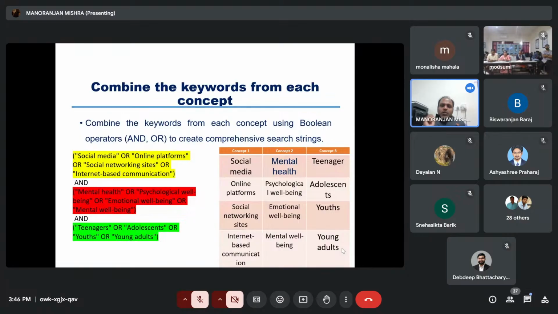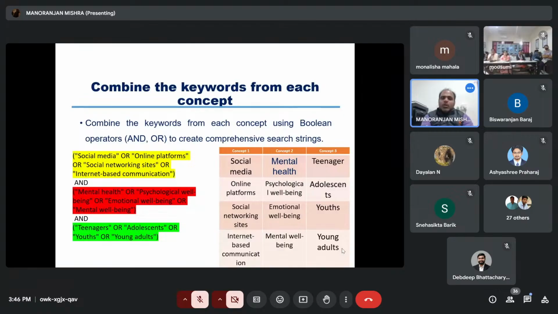Then I am using AND, but that is the whole concept, because I am trying to understand what is the impact of social media on mental health of teenagers. So that's why I am using AND and OR. That is the one which you have to think of. Okay, so this is how the search query is being developed. I hope you are getting the way I am trying to explain.